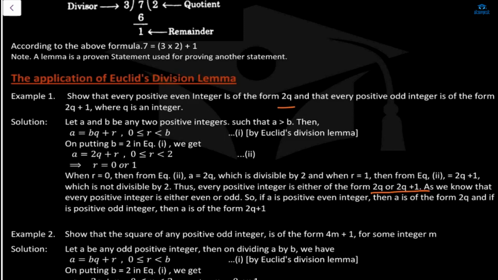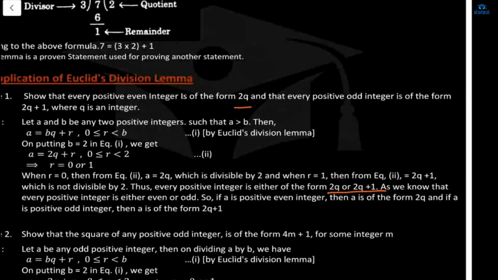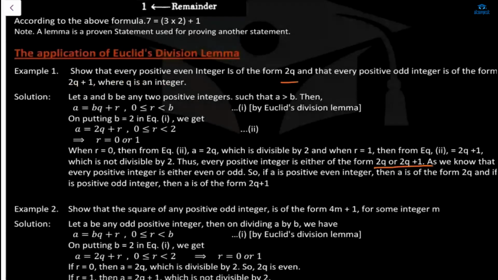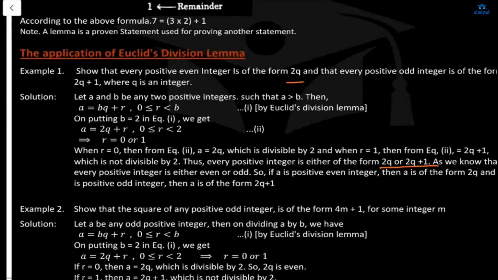You have to show this. And then all the positive odd integers are of the form 2q plus 1, where q is an integer. Okay, q is any integer. Now we are taking here a and b, any two positive integers, because we are talking about positive numbers only.